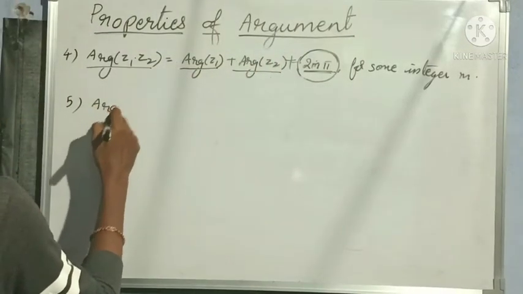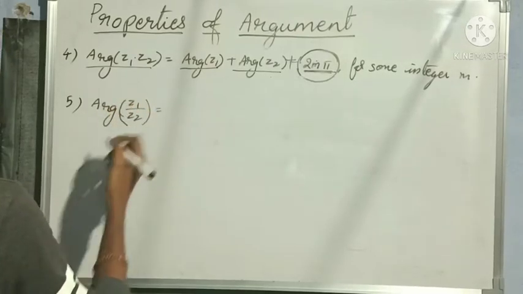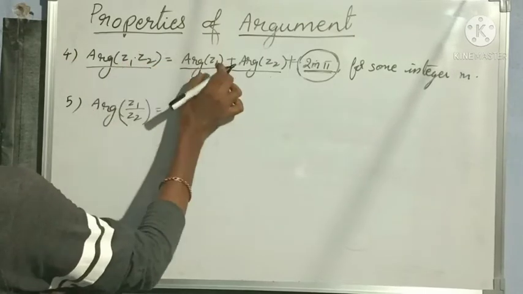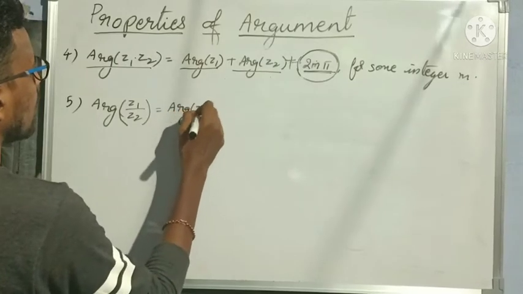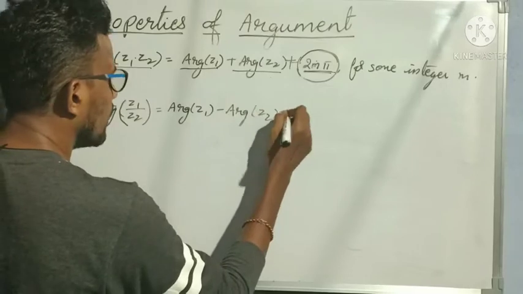So argument of z1 by z2. Can anyone guess what is argument of z1 by z2? Same like log of xy is equal to log x plus log y, then log of x by y is how much? Log x minus log y, right? So argument of z1 minus argument of z2.